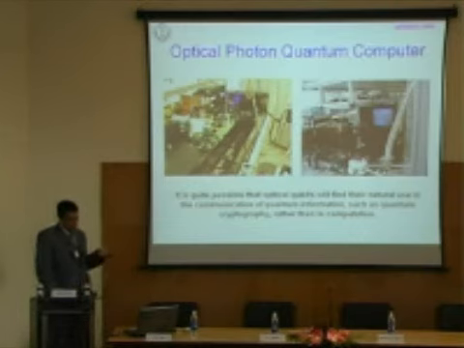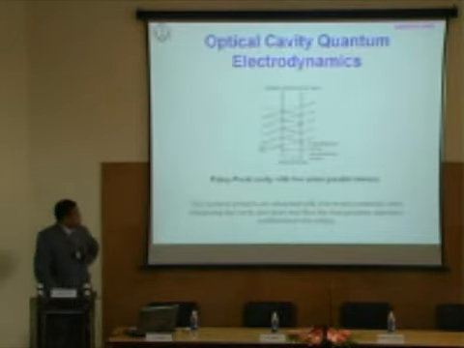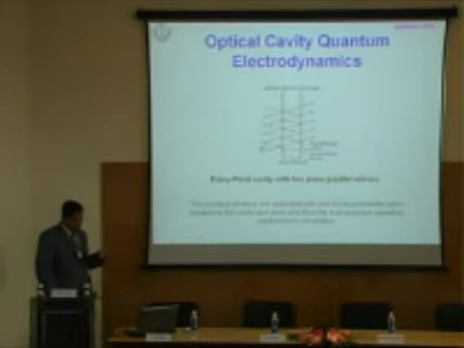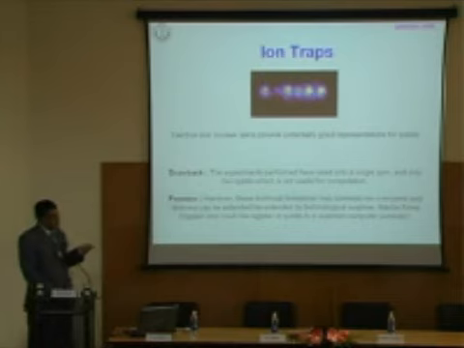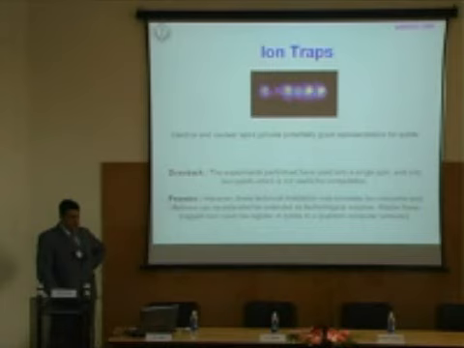It is quite possible that optical qubits will find a natural use in the communication of quantum information, such as quantum cryptography, rather than in computation. Then optical cavity quantum electrodynamics. Fabry-Perot cavities have been used with two plane mirrors. Then ion traps. Electron and nuclear spins provide potentially good representation for qubits. The drawback is that the experiments performed have used only a single spin and only two qubits, which is not useful for computation.